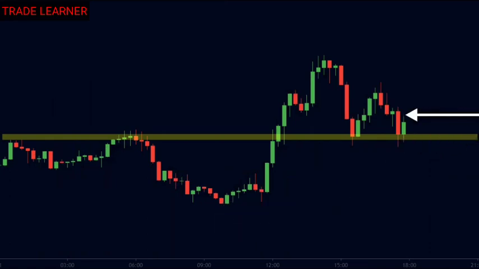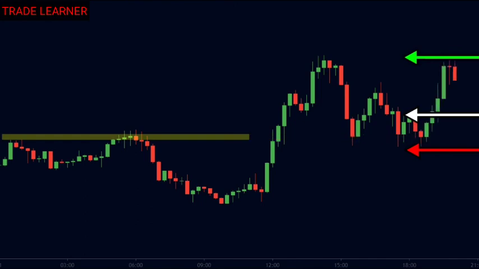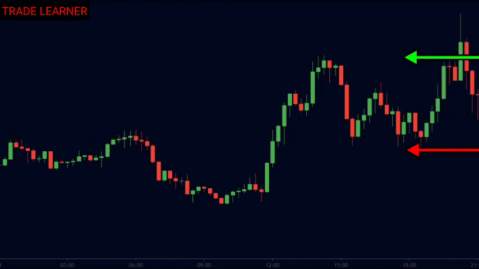We place a buy order above the high of the green candle. We place our stop loss below the resistance level. And we can place our targets at 2:1 risk-reward ratio. As you can see, the price gave a strong up move after our entry.